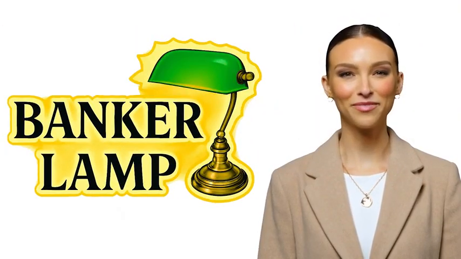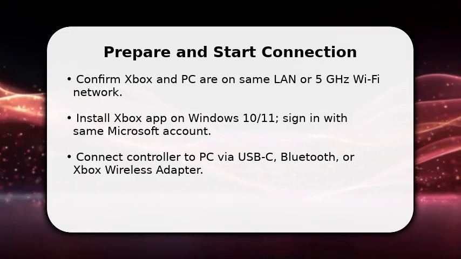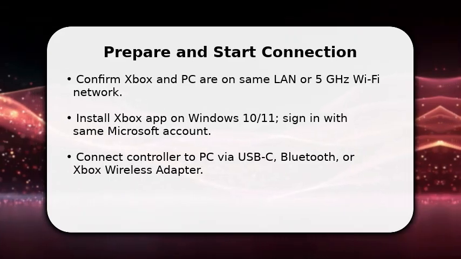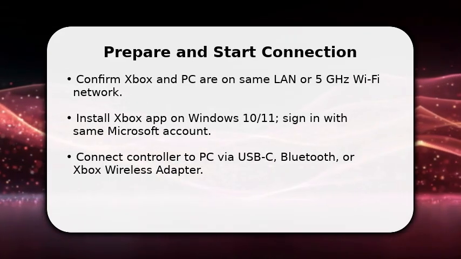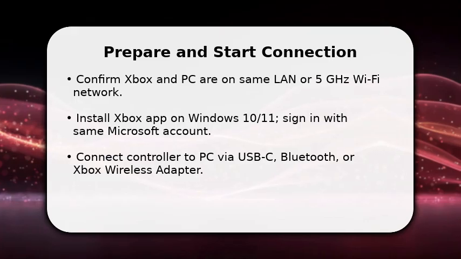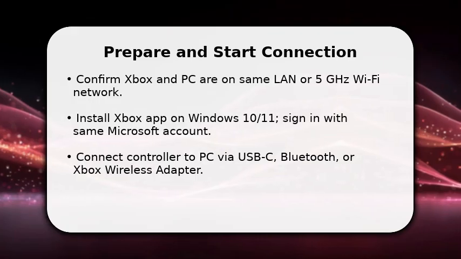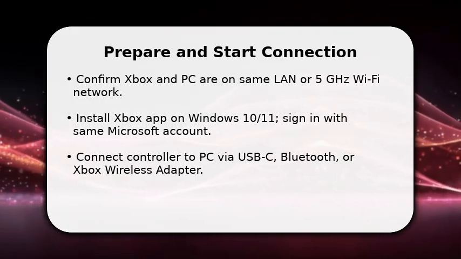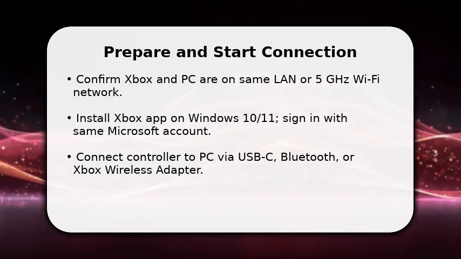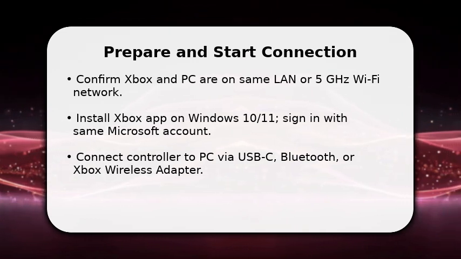Please enjoy the video. You begin by confirming basics that actually matter. Both Xbox and PC must share the same local network so discovery works. Once done, open the Xbox app on Windows and sign in with the same Microsoft account used on the console. This links devices. Next, connect your controller to the PC using USB-C, Bluetooth pairing, or the Xbox wireless adapter so input is ready. These steps establish presence and control, which prevents confusion later when you attempt streaming or remote play.